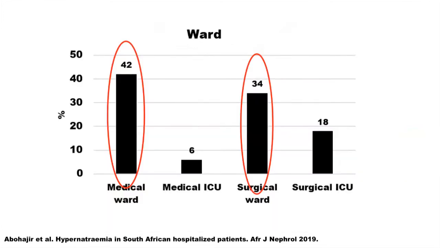So these were the proportions of patients that were admitted with hypernatremia and the wards that they were located in. And as you can see here, most of the patients were actually in medical or surgical wards, with less patients in the ICUs. And the authors postulated that our hospital has relatively small numbers of beds for patients in the ICU. So many critically ill patients end up in normal medical wards or surgical wards and require therapy simply because there's no beds available for patients in the ICU.